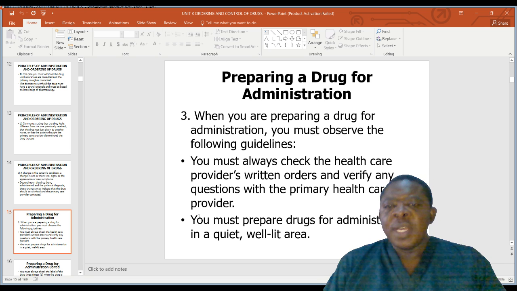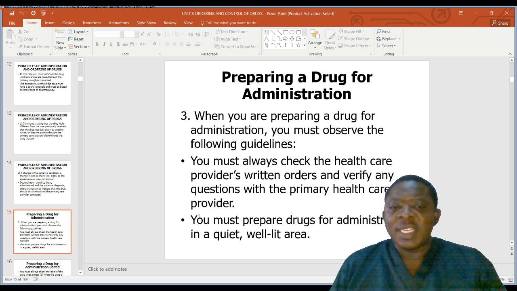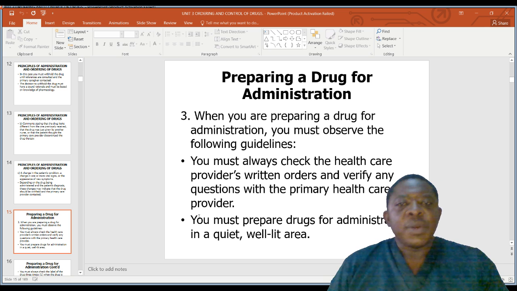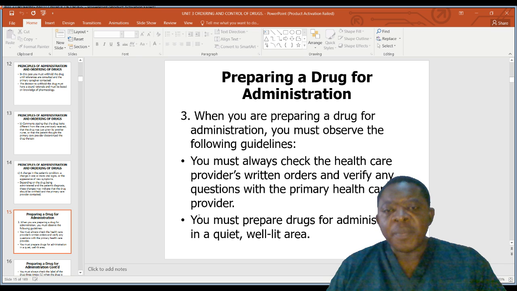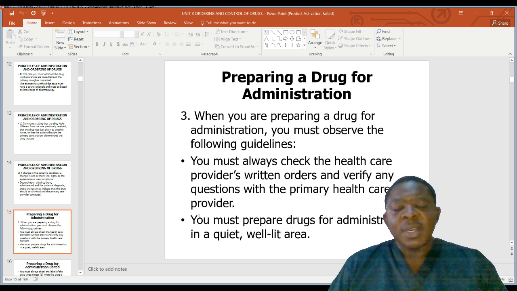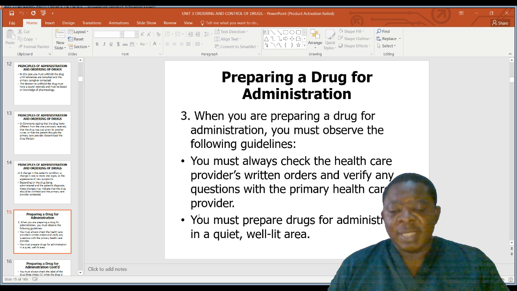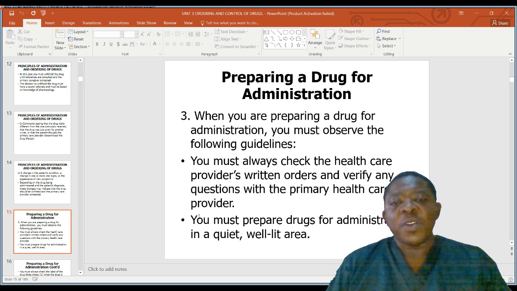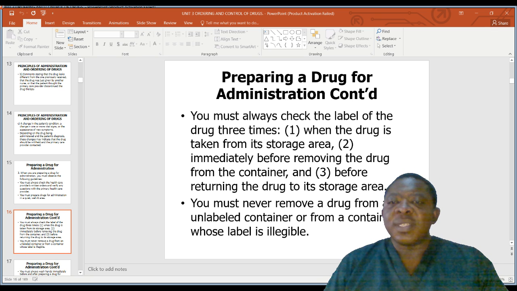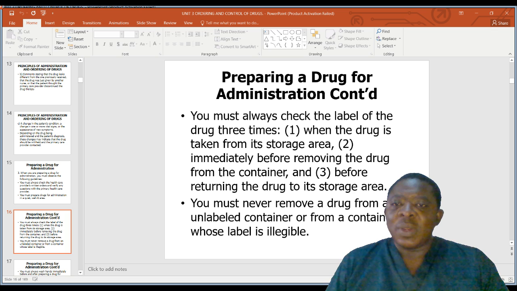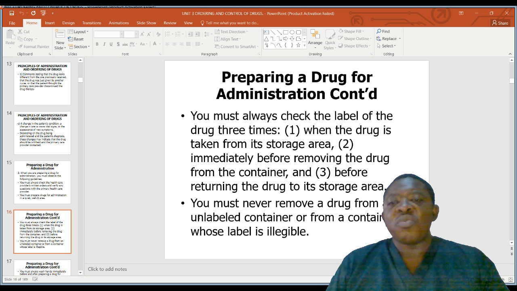You must prepare the drugs for administration in a well lit area for you to read the instructions and dosages easily and not miss out any point, in a quiet room so that you are not disturbed by external factors within the environment that may bring about an error. You must always check the label of the drug 3 times. When the drug is taken from its storage, that is the first time, then the second time immediately before removing the drug from the container, and then the third time before returning the drug to its storage.